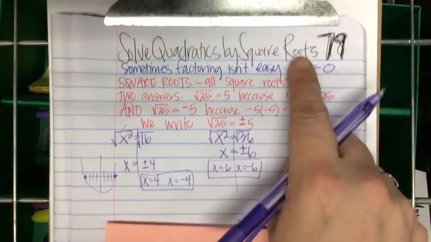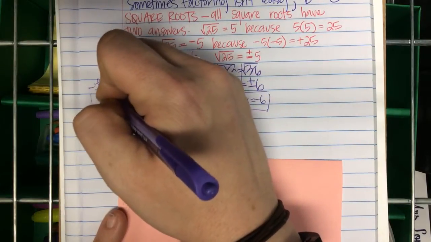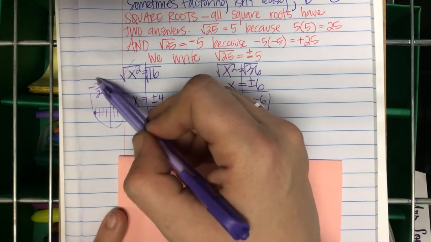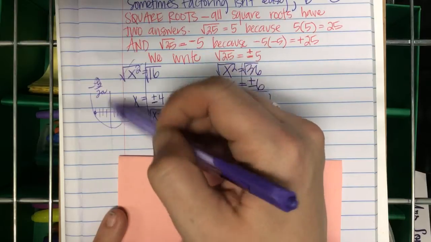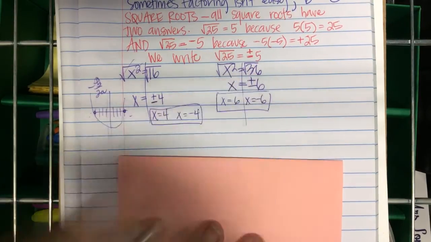And you guys, when your b value is 0, that means your axis of symmetry, your negative b over 2a, if your b is 0, your axis of symmetry is always going to be in the middle. So you have reflected zeros.